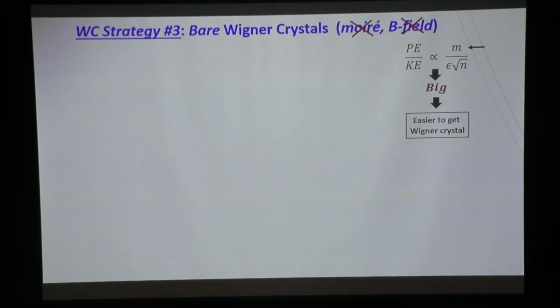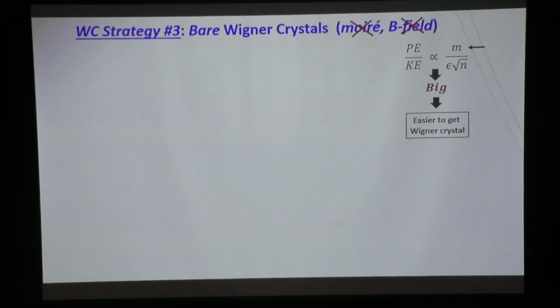Okay, well now I want to go to Wigner crystal strategy number 3, the third and final strategy, which is bare high mass Wigner crystals. And so now I want to tell you about bare Wigner crystals. When I use that term, what I mean is in the absence of a B field and in the absence of a moiré. So let's take the training wheels off.